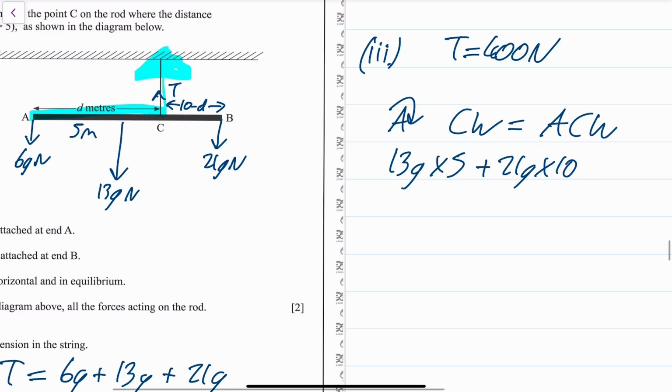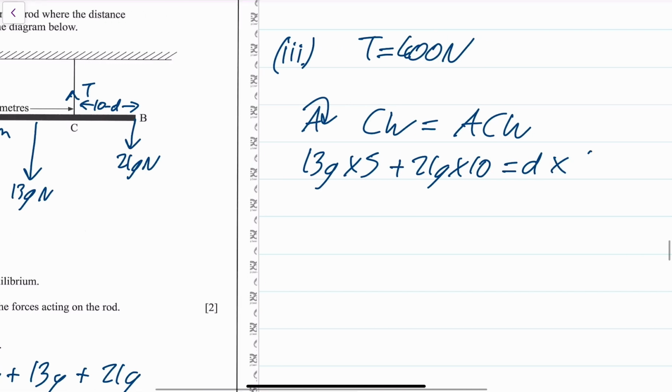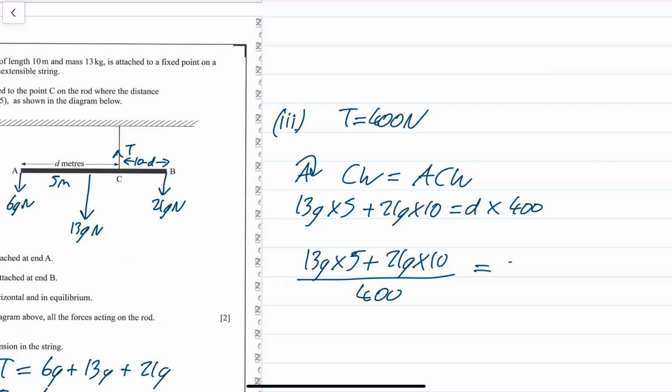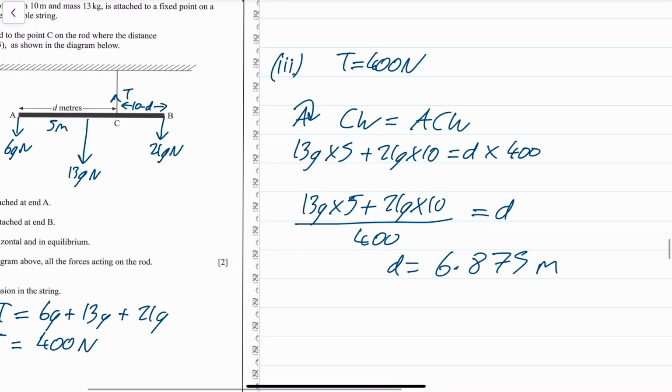And again, that makes it much easier doing it this way because you've got your equals D times T, and T you can see was 400, so it makes it much easier doing that. So 13G times 5, sorry, plus 21G times 10, all divided by 400 is equal to your D, whatever D works out, cheating here. What I got was 6.875 meters. I would hope that would give you the marks if you got that, but strictly you should give it to 2 decimal places, as it said on the front of the sheet.